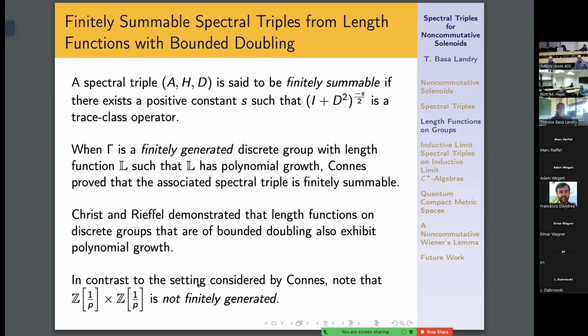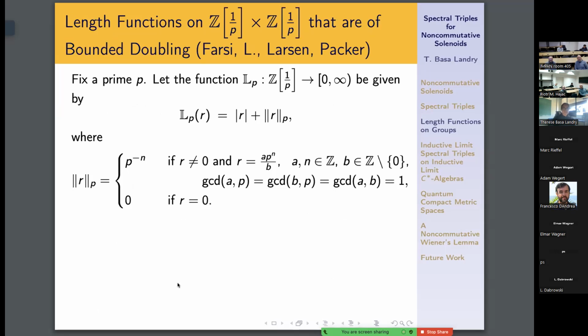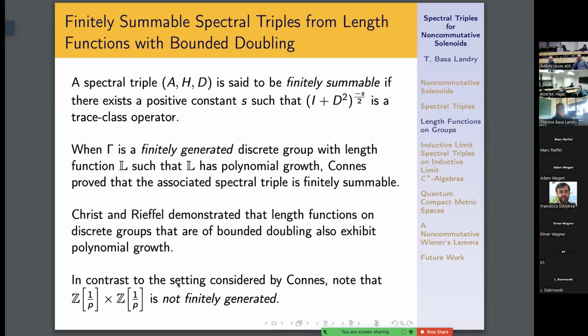And in contrast to the setting considered by Connes, note that our underlying groups are not finitely generated. Sorry, just a silly question. If you look at this finitely summable spectral triple, is it true that when I take the sign of a Dirac operator and go from a spectral triple to its Fredholm module, then finite summability of a spectral triple will imply the finite summability of a Fredholm module? It should be like this, right?